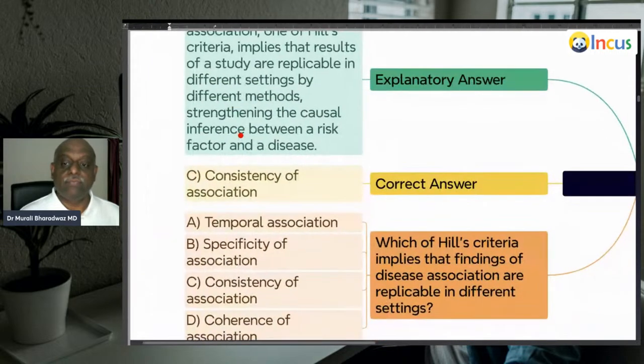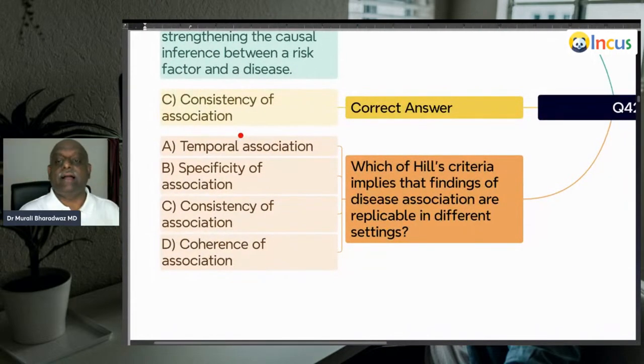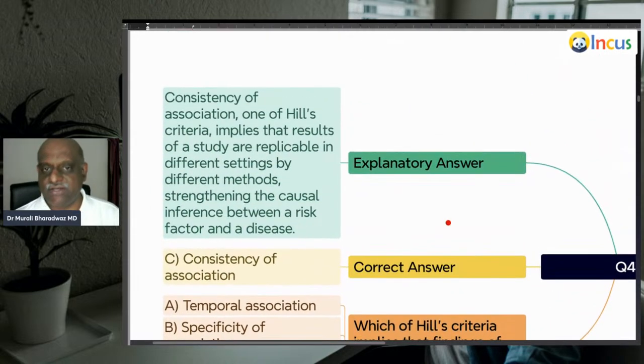Now, doctor, what are the Hill's criteria that find disease associations are replicable in different settings? It's called consistency of association.